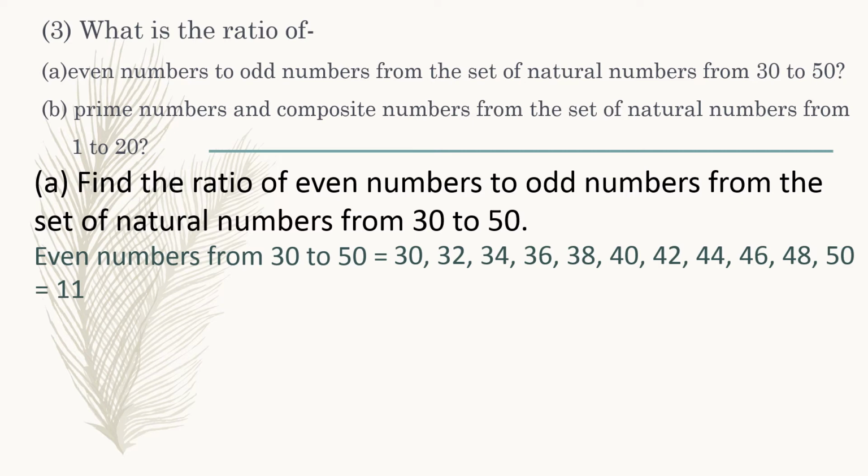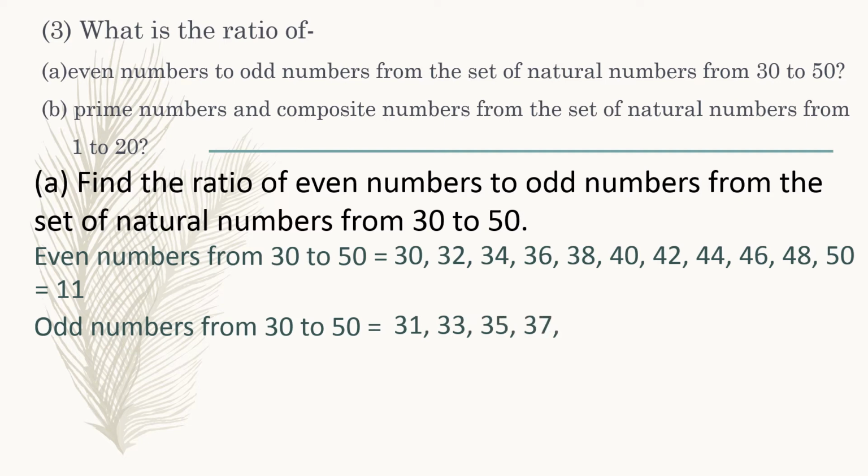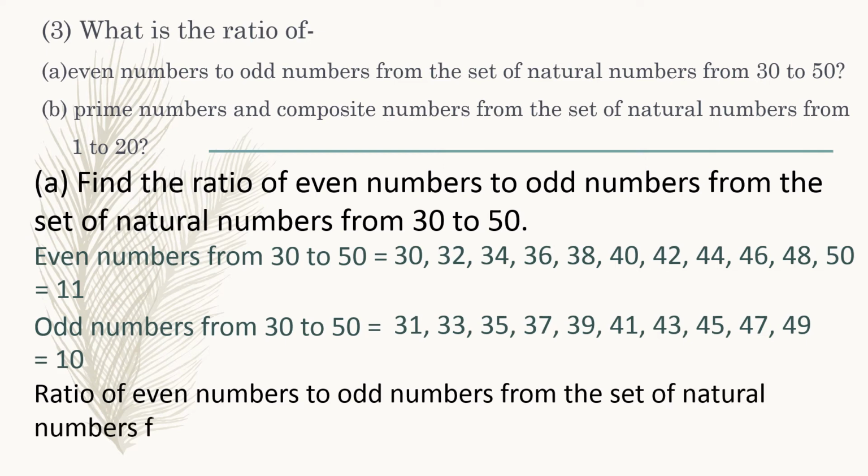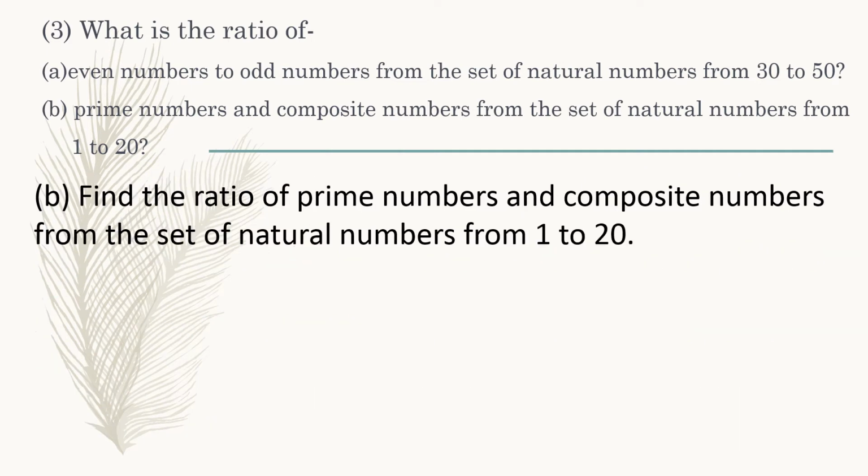Let's recall odd numbers. Odd numbers are those numbers which are not multiples of 2. So the odd numbers from 30 to 50 are 31, 33, 35, 37, 39, 41, 43, 45, 47 and 49. Now count all the numbers, which is equal to 10. So the ratio of even numbers to odd numbers from the set of natural numbers from 30 to 50 is equal to 11:10.